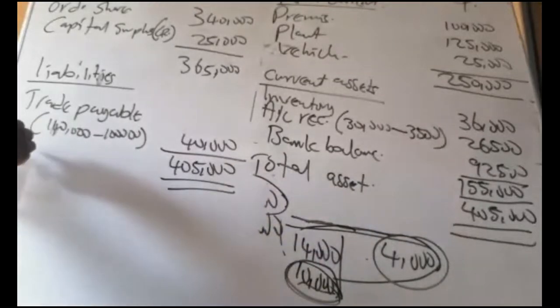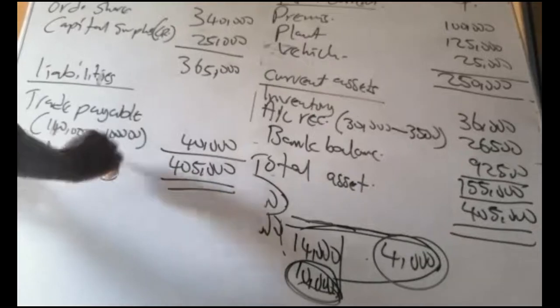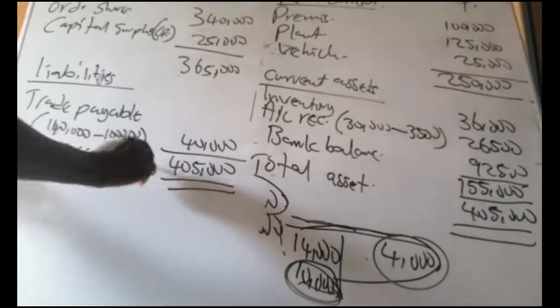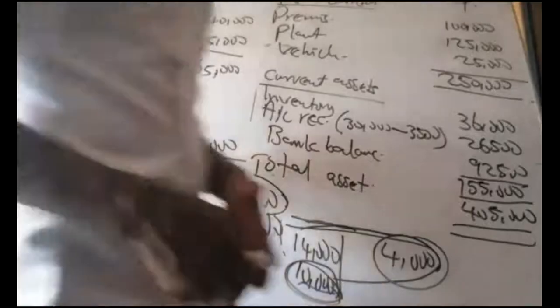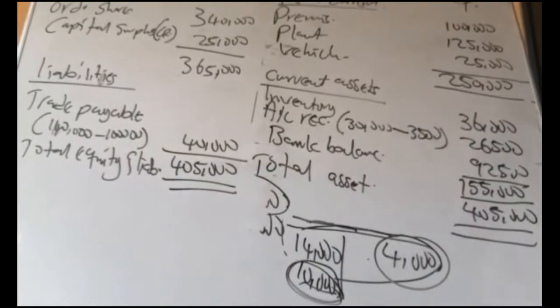So this is what will give us total equity and liabilities. Good. We are done for the day. So this is how it is to be solved. Good. Don't forget to include the 14,000. Don't forget to include the 14,000 for me. Then we are done for the day.